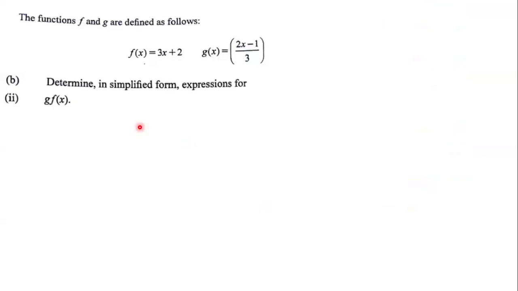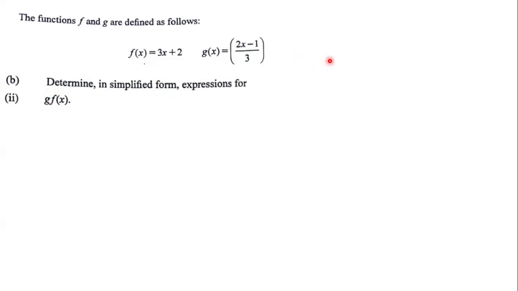Next, we have to determine in simplified form expressions for g of f of x. So here we have two functions. g is the parent function, f is the baby function. We have to take this function f and put it inside of g. And so what do we have to do?